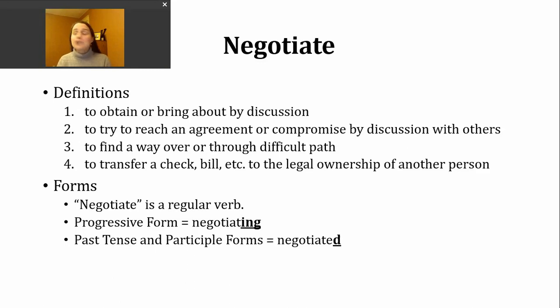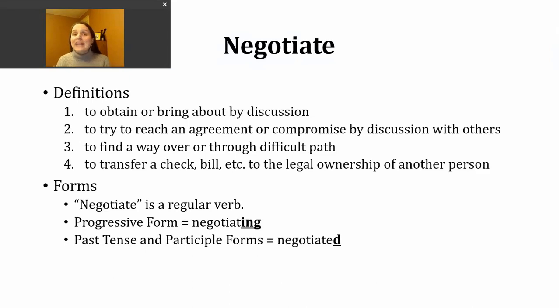A third way you could hear the verb negotiate used is to mean to find a way over or through a difficult path. So you might think about hiking in the woods and having a tree kind of crossing that path. You might have to find a way through it. Maybe the bridge is out over a little stream. And again, you've got to find some way to cross.